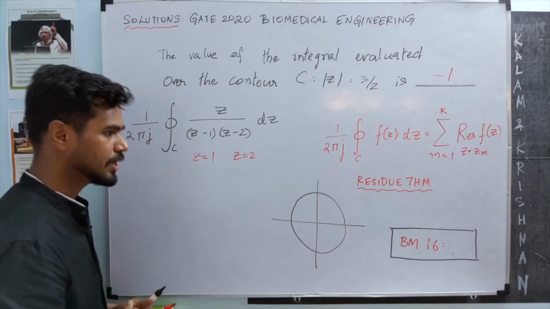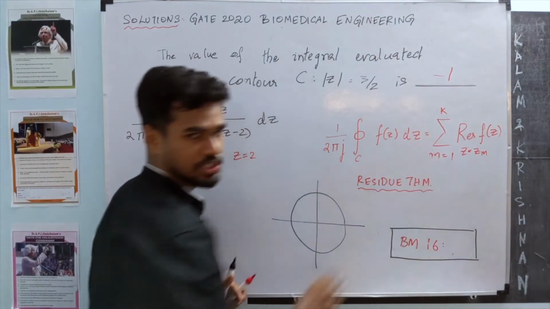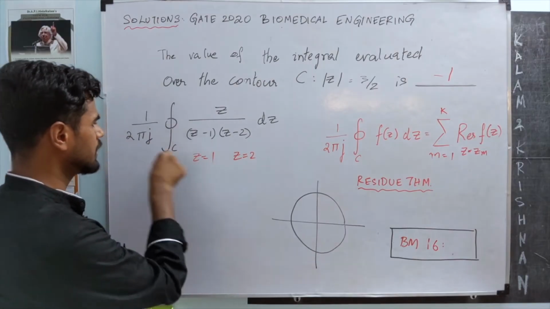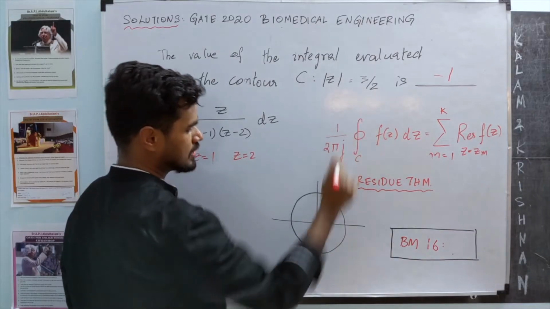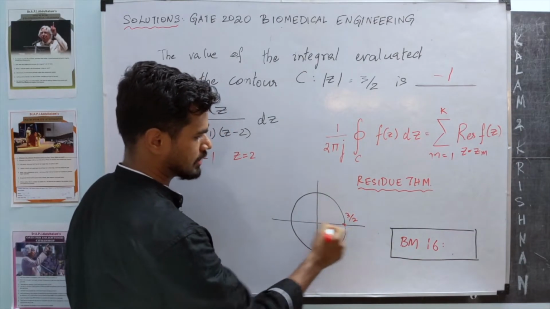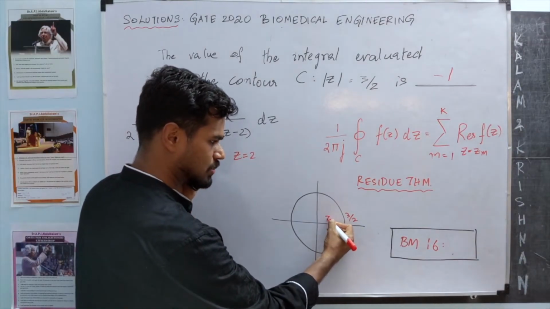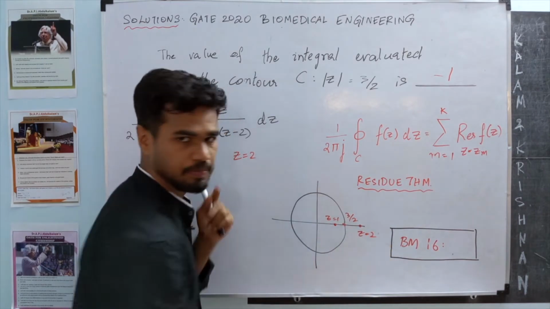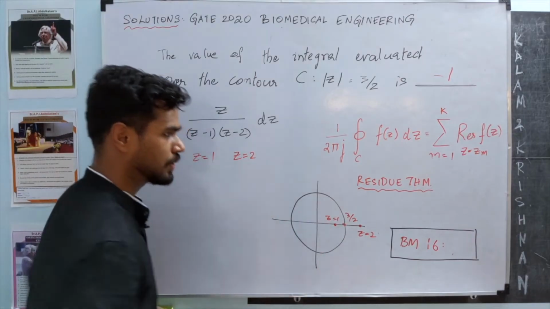Then the question that we need to ask is, in order for this to show up in this summation, the z value should be inside the contour. So I have represented mod z is 3 by 2 in the complex plane. We have a circle with radius 3 over 2. z is 1 is somewhere over here, right? And z is 2 is somewhere over here, outside the circle. So the only singular point that is inside the circle is z is 1.